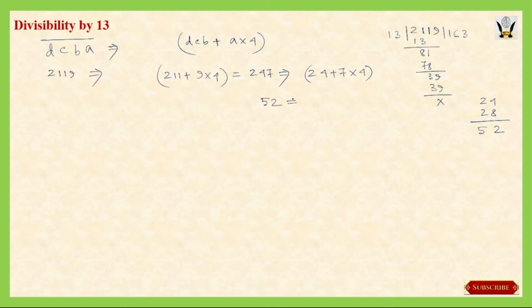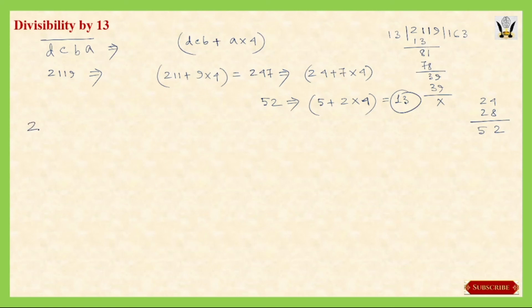But still, if we are not sure, then what we can do is 2 will be multiplied by 4 further and then that result of multiplication will be added with 5. Now this number will come as 13 and 13 is divisible by 13. So that means we can finally conclude that 2119 is divisible by 13. So this is one of the rules that we have learned for divisibility by 13.